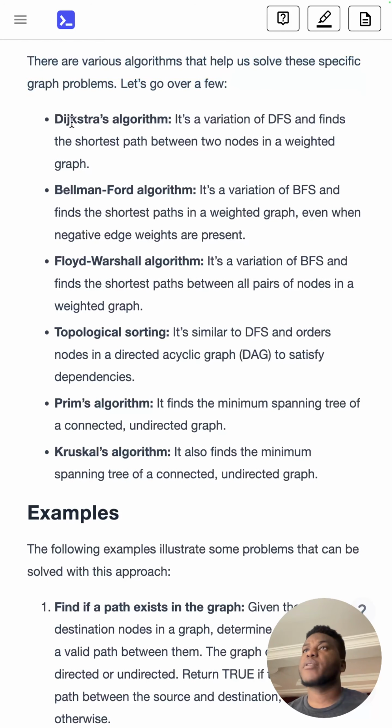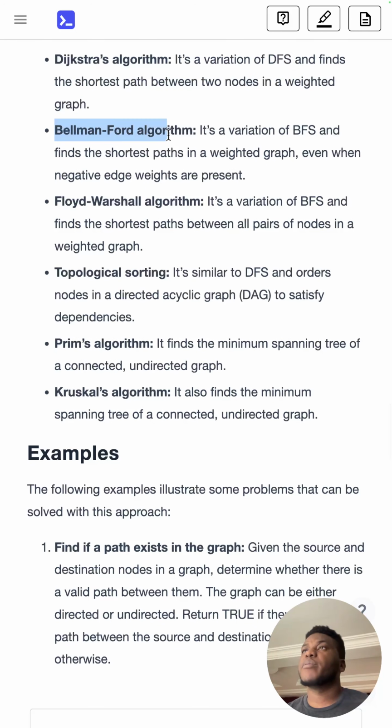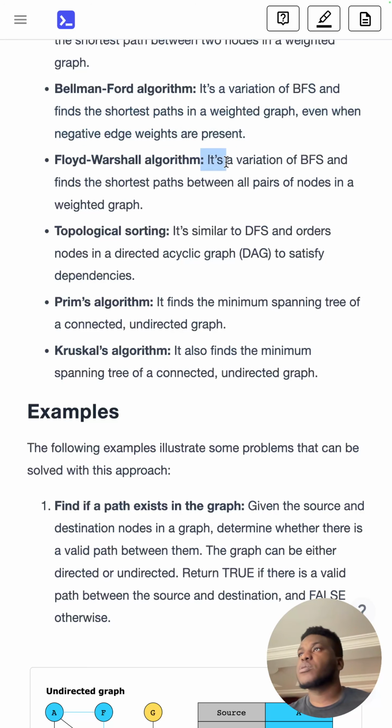There's Dijkstra, named after a guy. It's a variation of depth first search that finds the shortest path between two nodes in a weighted graph. Bellman-Ford, and I believe they teach you these in algorithms design courses in college. Bellman-Ford is a variation of breadth first search and finds the shortest paths in a weighted graph, even when negative edge weights are present. Then Floyd-Warshall, a breadth first search variation, finds the shortest paths between all pairs of nodes in a weighted graph.